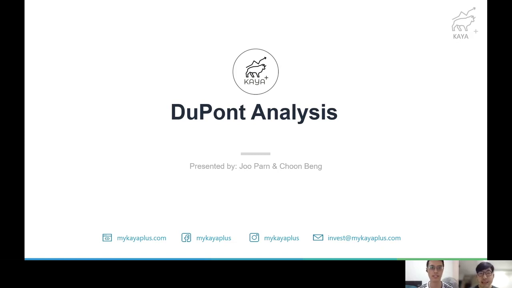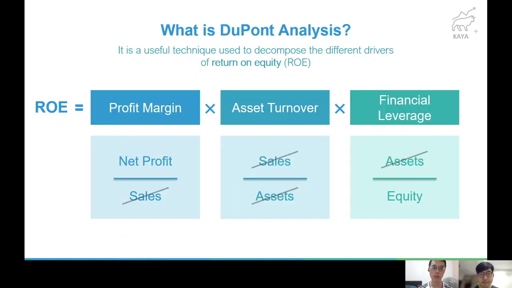Today we will be discussing the viewpoint analysis. So what is viewpoint analysis? Maybe Jupan, you can start it off with the definition. Sure. Hi everyone. So viewpoint analysis actually is the breakdown of the return of equity into three subcategories. Basically, it zooms down to analyze the profit margin, the assets turnover, and also the financial leverage.